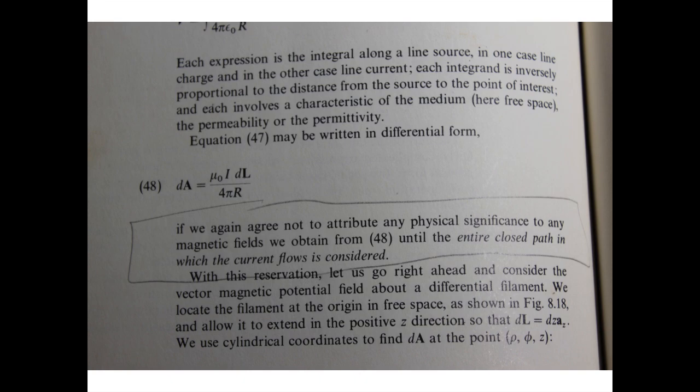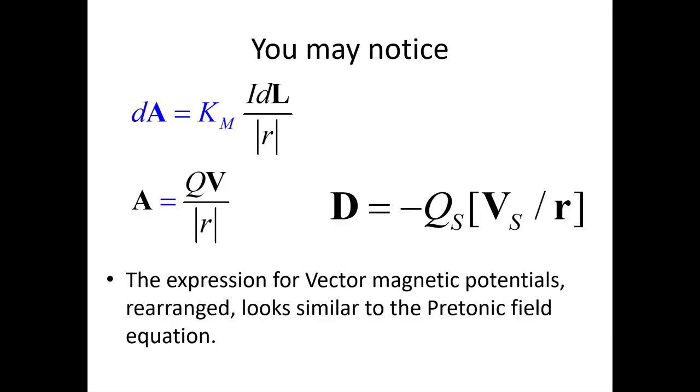And that's why in the textbook it says: "if we again agree not to attribute any physical significance to any magnetic field we obtain from a vector magnetic potential until the entire closed path in which the current flows is considered." This is from a very common textbook, William H. Hayt Jr., Engineering Electromagnetics. I have the 4th edition and a later edition somewhere else.